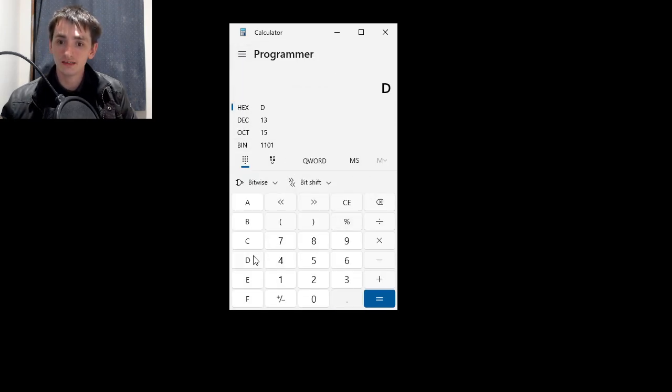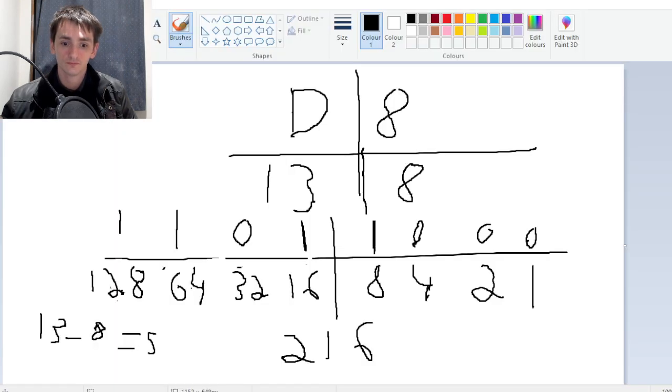We go to hex and we go D8. And its binary value is 1 1 0 1 1 0 0 0. Are we right, ladies and gentlemen? 1 1 0 1 1 0 0 0. Yes, we are. And its decimal value is 216.